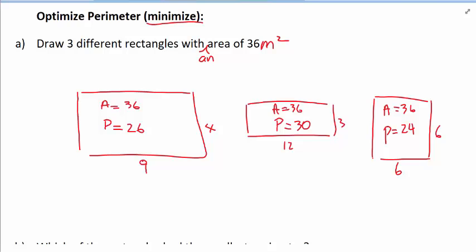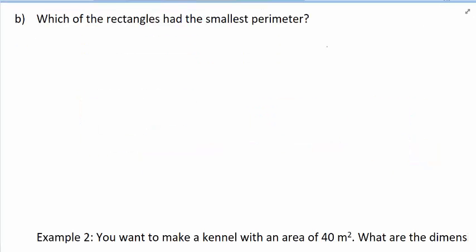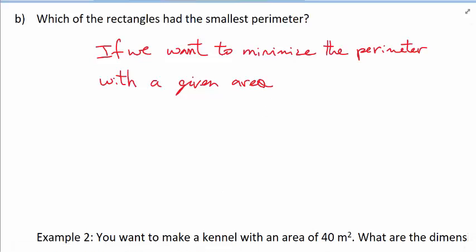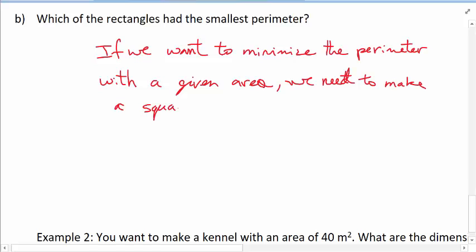So let's summarize that. Alright, so let's finish this up. If we want to minimize the perimeter with a given area, we need to make a square. Or come as close to a square as possible, right?